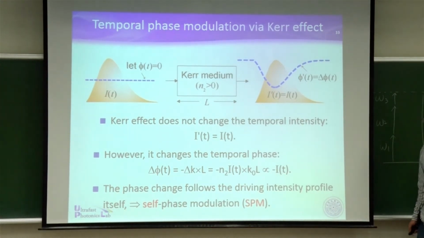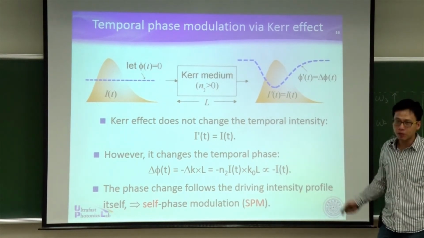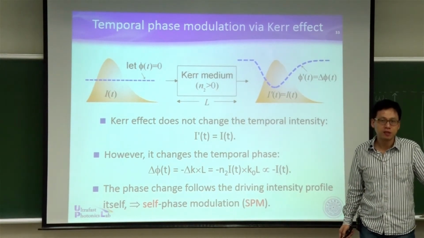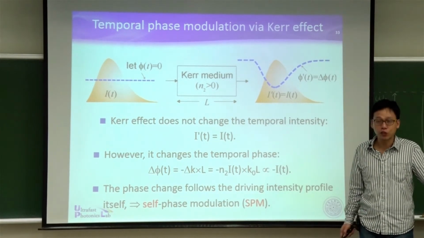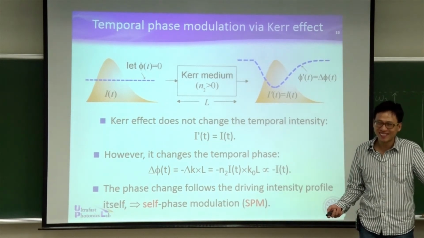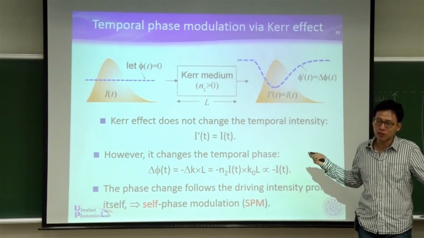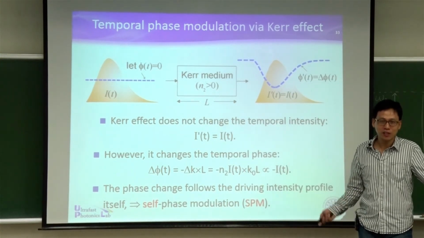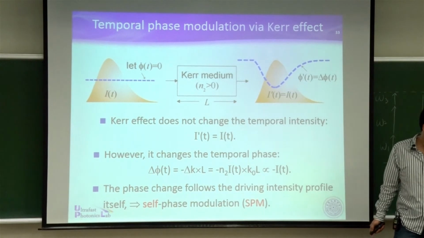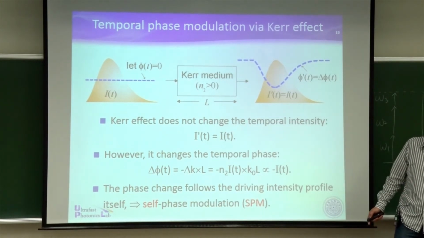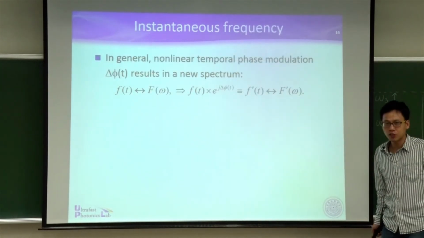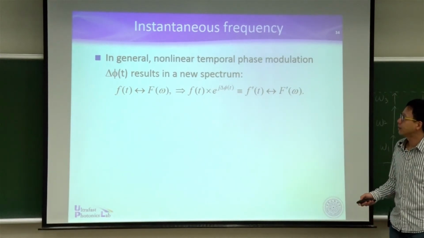But the next question is, I have some temporal phase modulation, but it's very difficult to figure out what really happens. It's mathematically true, but what does it mean? So we need some interpretation of self-phase modulation.